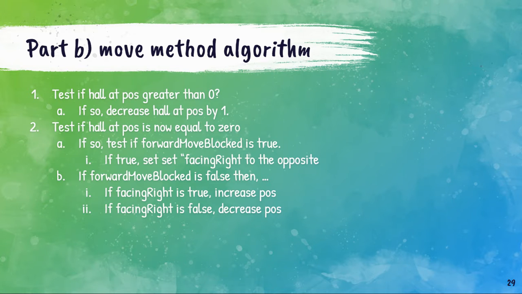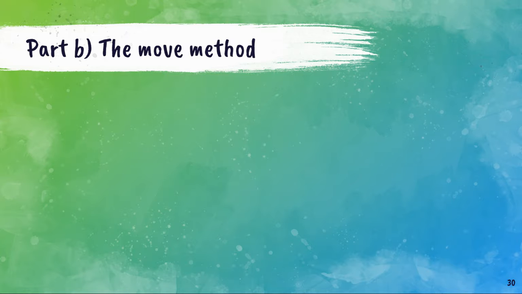And if its move is not blocked, in other words, there is a place to go, I've got to increase or decrease pause depending on whether I'm facing to the right or to the left. If I'm facing to the right, I'm going to increase pause so it gets bigger and bigger. If it's facing to the left, I'm going to decrease pause so it gets smaller and smaller. That's it. So how do I do that?